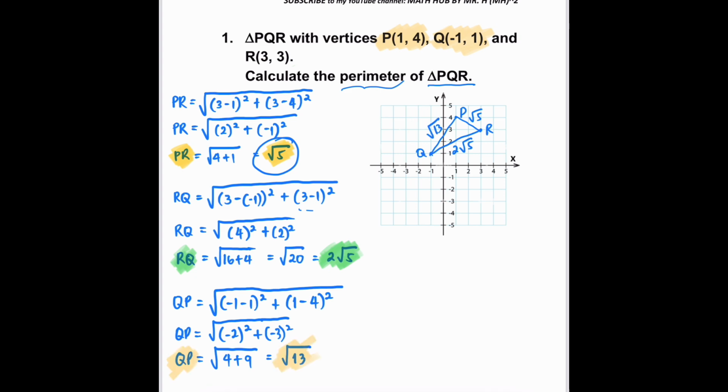All right, so we're not done yet. At this point, we were able to find the side lengths that we need to calculate the perimeter. So we're now ready to calculate it. PR plus RQ plus QP.